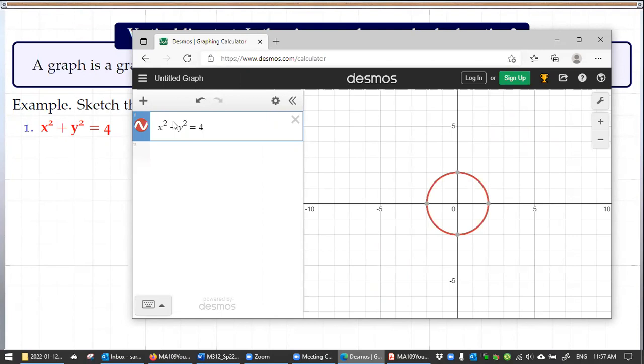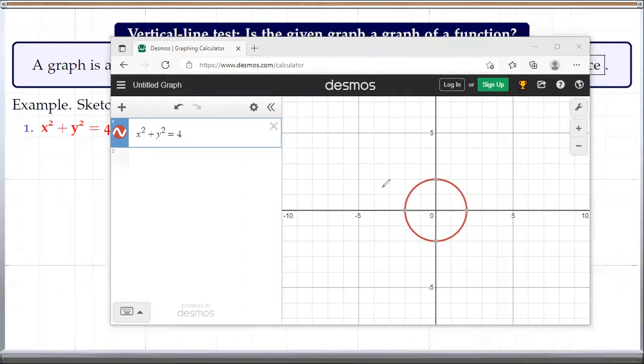Now let's try to apply the vertical line test. The vertical line test says if we draw a vertical line and it crosses the graph at more than one place, then it is not a function. Over here, if you draw a vertical line right here, it crosses the graph at these two places. So this means it fails the vertical line test, which means y is not a function of x.